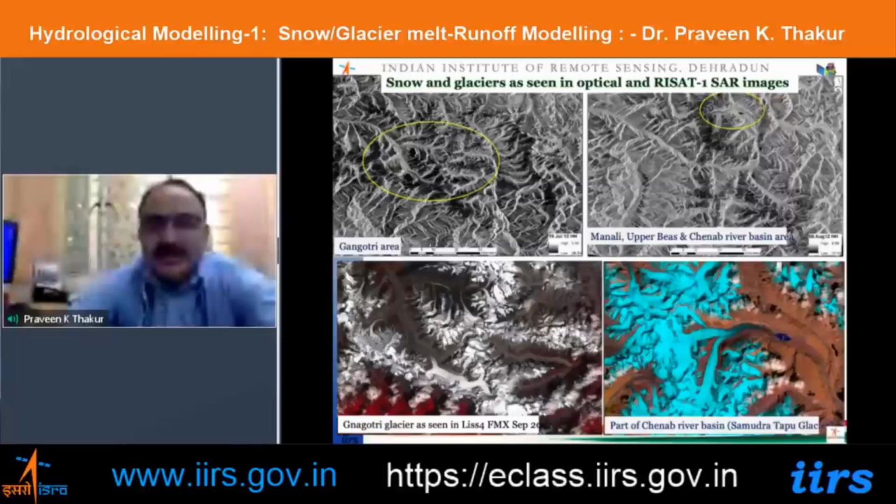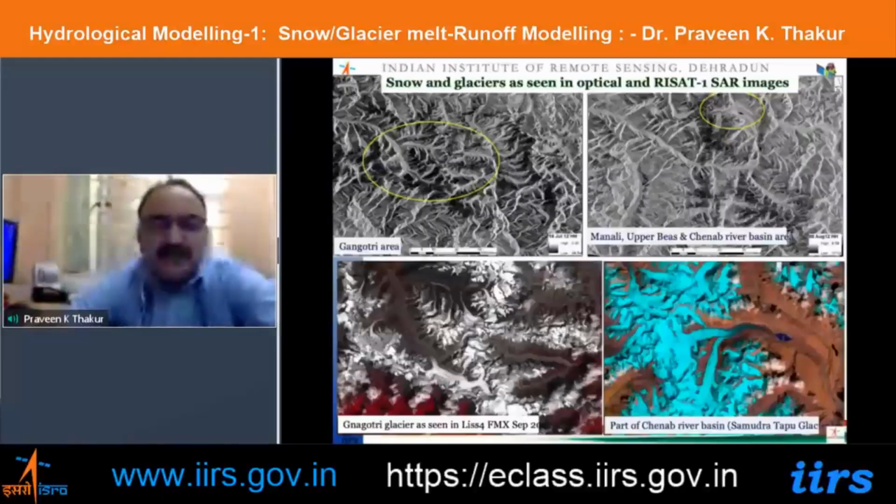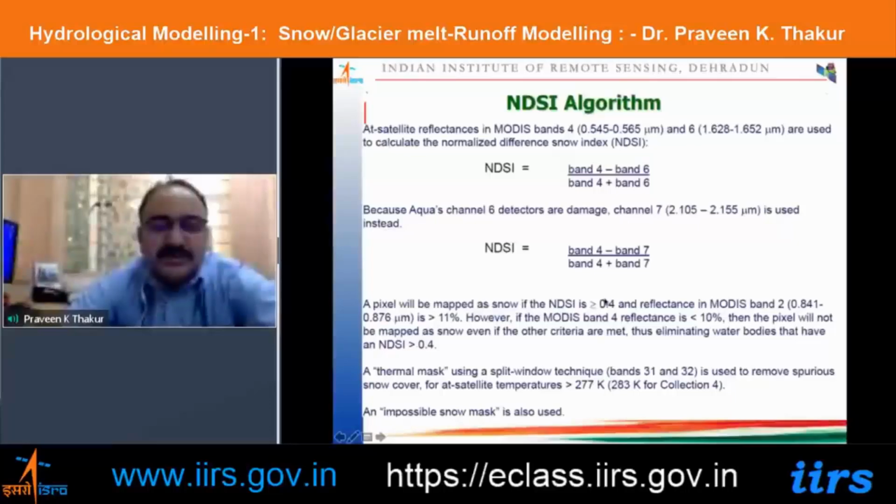This is an example of the MODIS, which is the most popular data because it can provide you the daily snow cover data, and it has two satellites at morning and afternoon pass. So you classify a pixel as snow if the NDSI is greater than 0.4, and you add two more criteria. That means in the near red band, reflectance should be more than 11%, and if the band for reflectance is less than 10%, it will not be classified as snow.